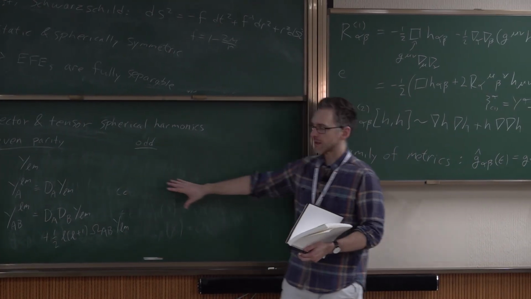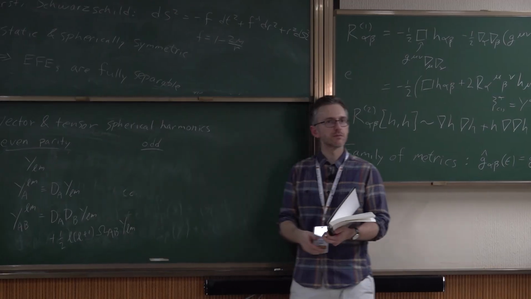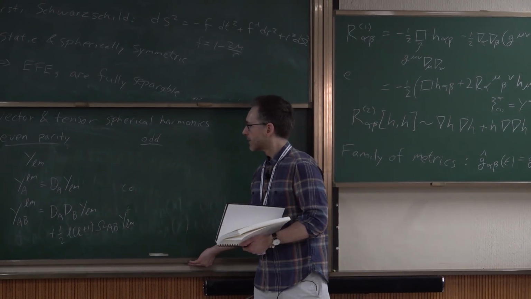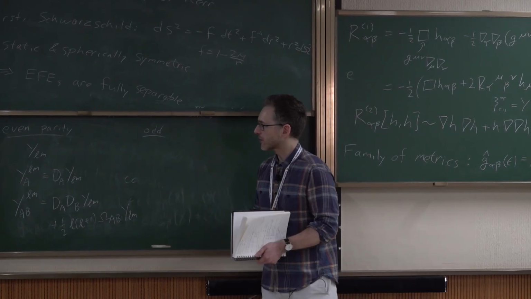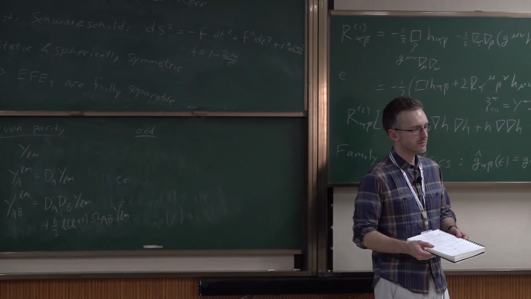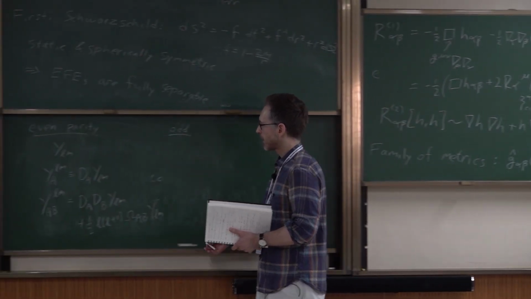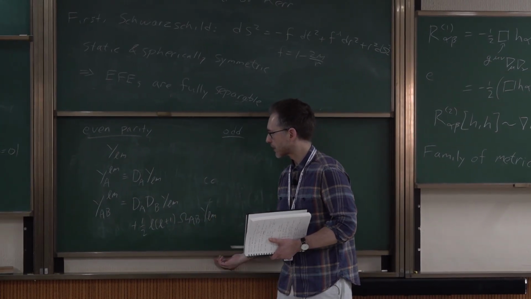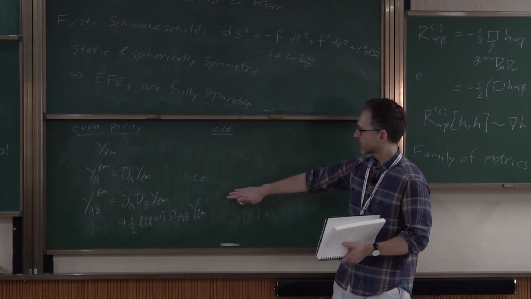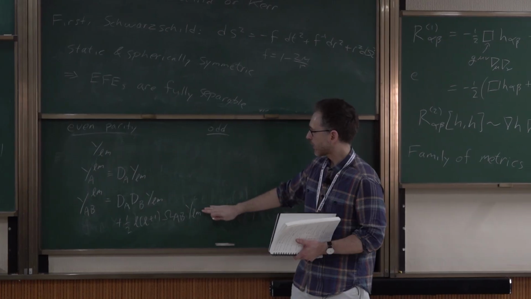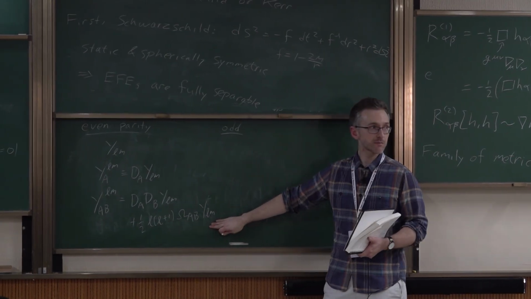How many people have seen these harmonics before? Okay, about half of you. Okay, so these kinds of harmonics have been used since the early 60s in Schwarzschild perturbation theory. There are slightly different definitions of them in the literature. This definition, this one's always the same up to a factor. This one, sometimes people don't include the second term.